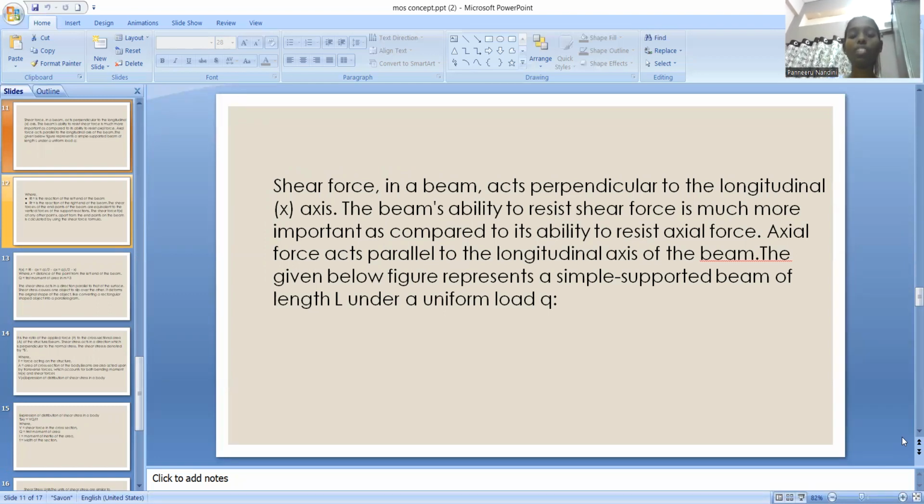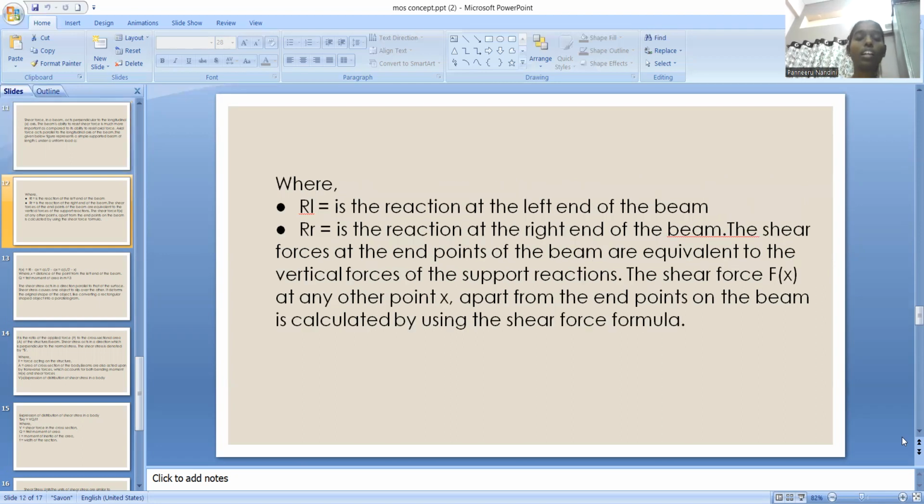The figure below represents a simply supported beam of length L under a uniform load Q, where R1 is the reaction at the left end of the beam, and R2 is the reaction at the right end of the beam. The shear forces at the end points of the beam are equivalent to the vertical forces of the support reaction.